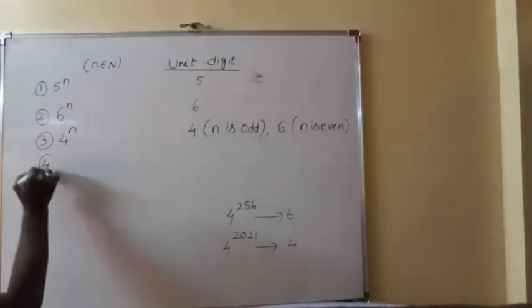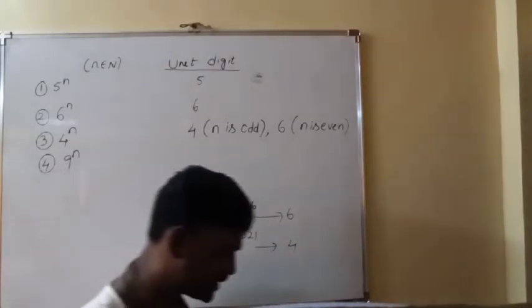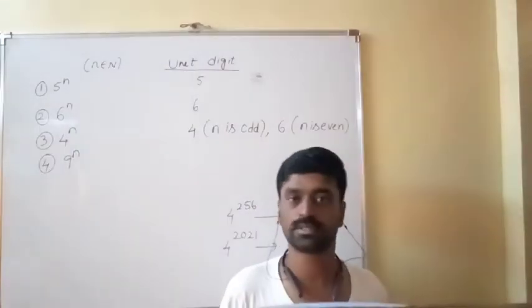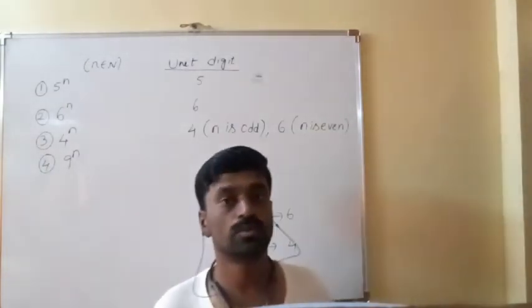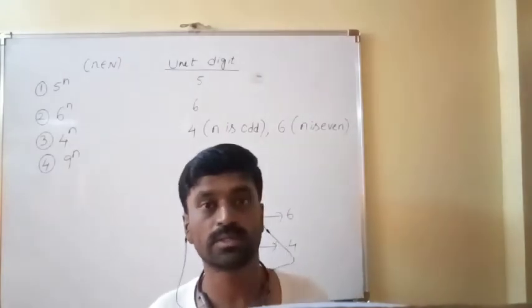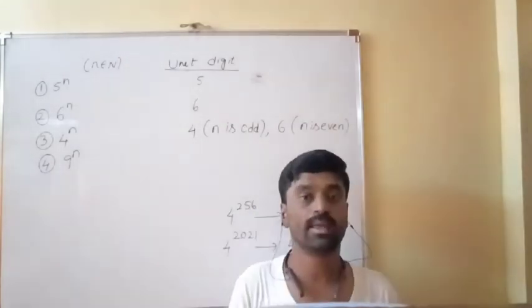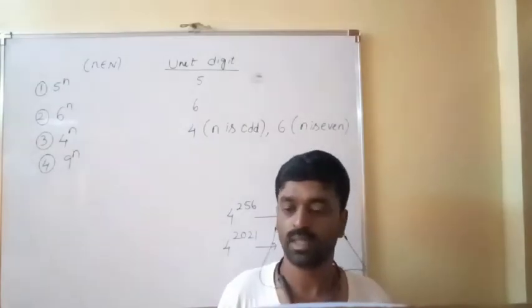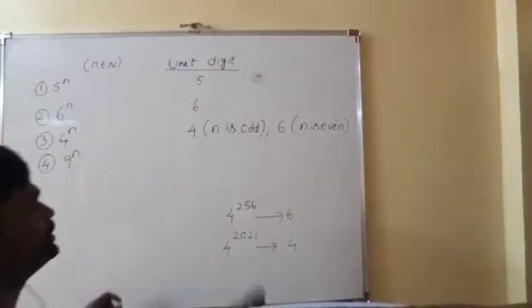Next you consider 9. 9 power n. So what is the 9 power 1? 9. Unit digit is 9. 9 square 81. Unit digit is 1. 9 cube 729. Again unit digit what? 9. 9 power 4 6561. Again unit digit is what? 1. That means here in 9 power n also what are the possible unit digits?